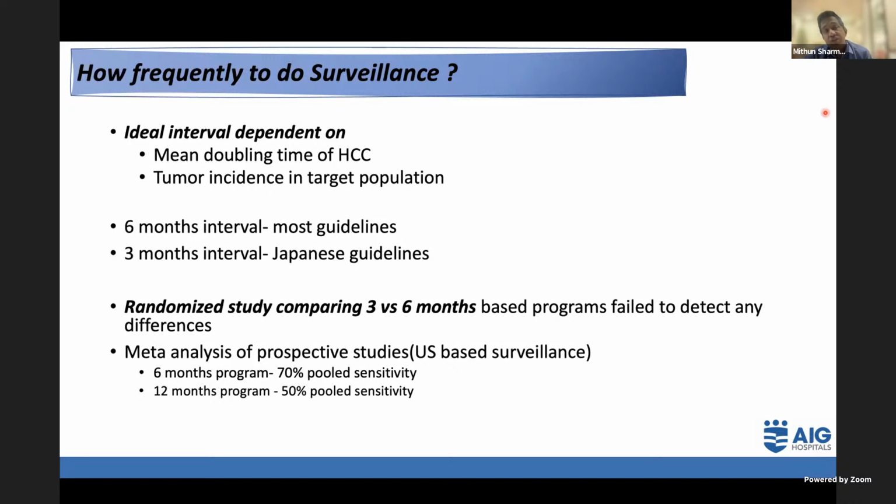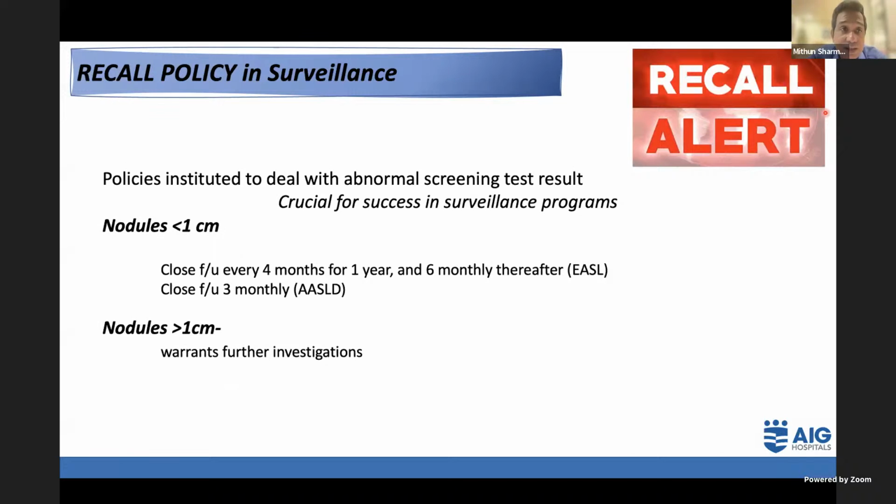The next question is, how frequently do we do surveillance? Do we do it at 3 months, 6 months, or 1 year? Definitely not 1 year, because studies have shown that if we do it as a yearly screening program, the sensitivity falls to only 50%. There was no difference found between a 3 month versus a 6 month surveillance program, but the Japanese guidelines believe it should be a 3 month surveillance, probably because the incidence of HCCs is much higher in that part of the country. So it depends on the incidence in the target population and also the mean doubling time of HCCs.